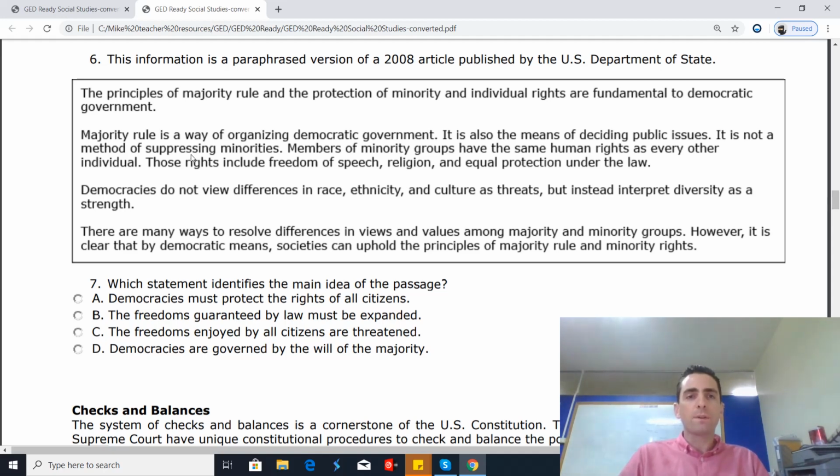Okay, the first sentence again. The principles of majority rule. And majority rule, if you don't know what that is, that's just in a democratic system that the political party that gets the majority of the votes is the party in power. So the principles of majority rule and the protection of minority and individual rights are fundamental to democratic government. Okay. Majority rule is a way of organizing the democratic government. It means to decide public issues. It's not a method of suppressing minorities. Members have the same human rights as every other individual and have equal protection under the law. Okay.